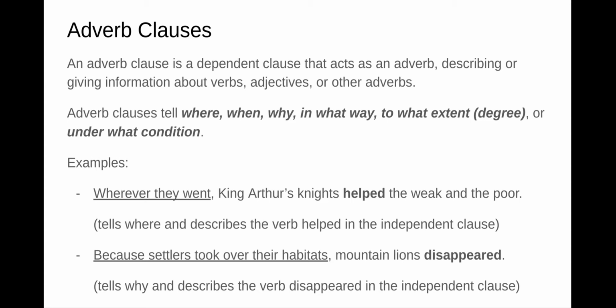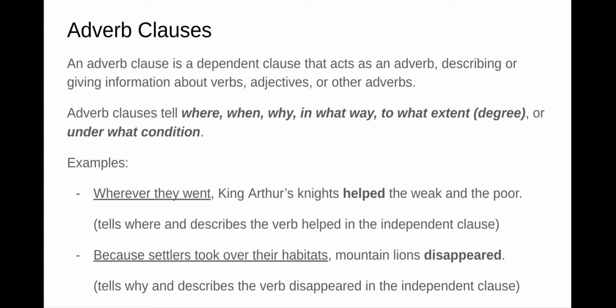So what does it mean that it's acting like an adverb? That means it's describing or giving more information about a verb, adjective, or adverb in the sentence. So what does it mean when I say describing? That means it's going to tell us where something is happening or when something is happening, why something is happening, in what way something happens, to what extent something happens, or under what conditions something happens. So those are the questions you're looking to answer with these adverb phrases.